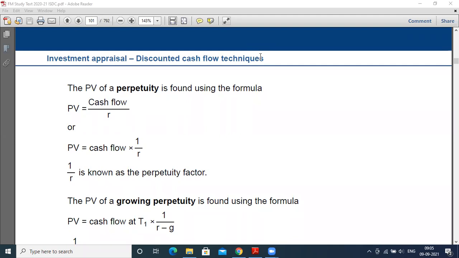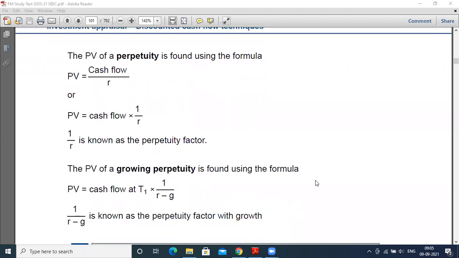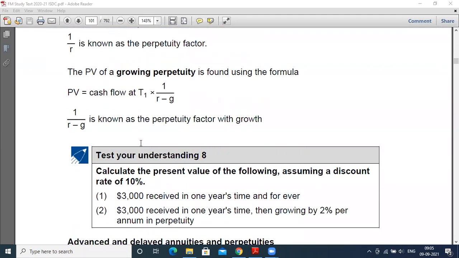Now, the present value of a growing perpetuity is found using this particular formula. Here you can see the formula for present value of a growing perpetuity. What is the difference between a growing perpetuity and this? In this case, if you are expecting the cash flow to increase every year, then that is known as a growing perpetuity. Okay, now we try to understand this with a small example.